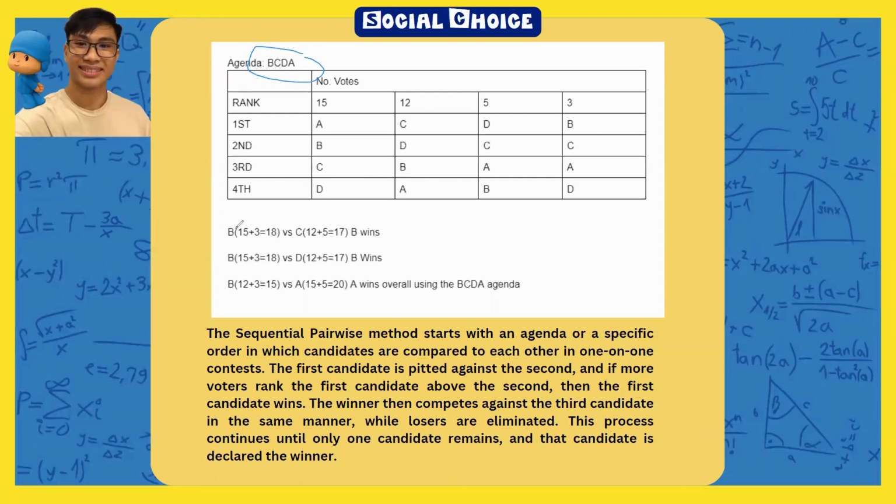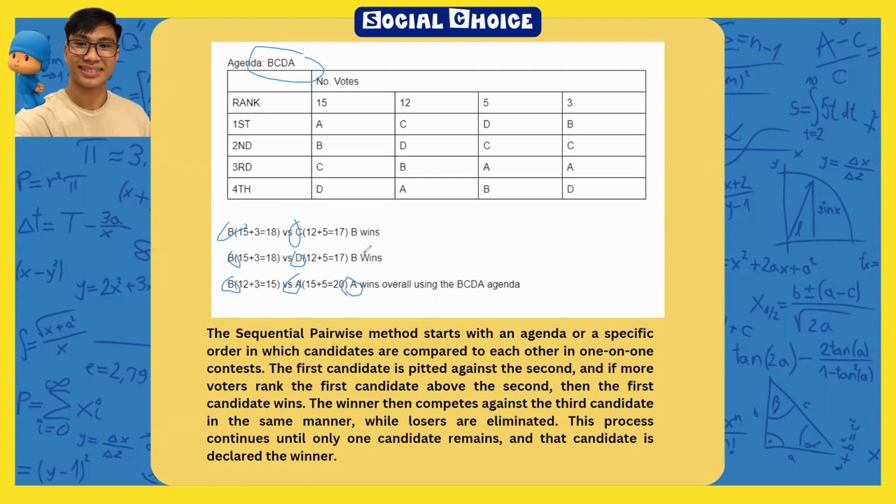So, unang maglalaban is si B, tsaka si C. So, dahil matatalo si C, tanggal na si C. So, kakalabanin niya naman si D. So, D versus B. Nanalo si B dito. Tapos, kakalabanin niya naman si A. So, B versus A. Kaso dito naman, nanalo si A. So, matatanggal si B. So, ibig sabihin, ang mananalo dito is si A.